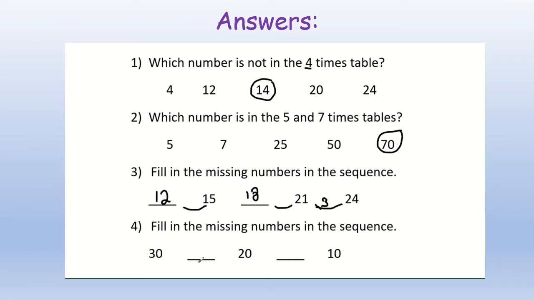And here, there's a difference of 10 between the two. So halfway must make it a difference of 5, and it's going down. So 30 take away 5 would be 25. 20 take away 5 would be 15. Well done.